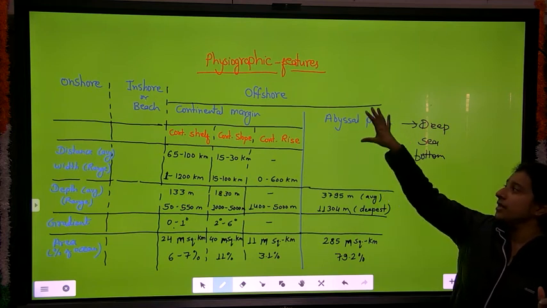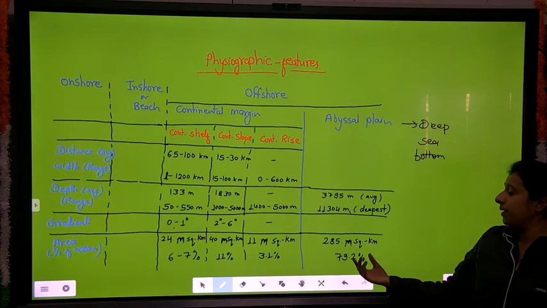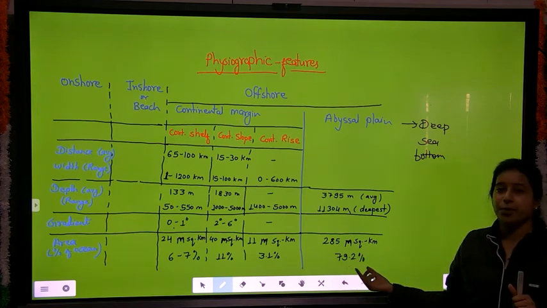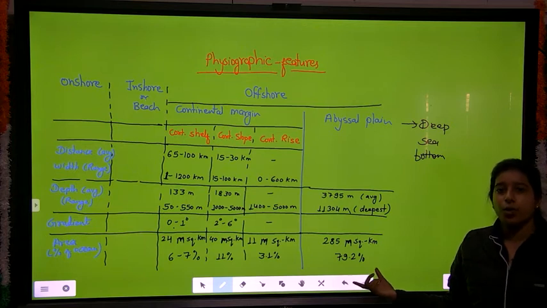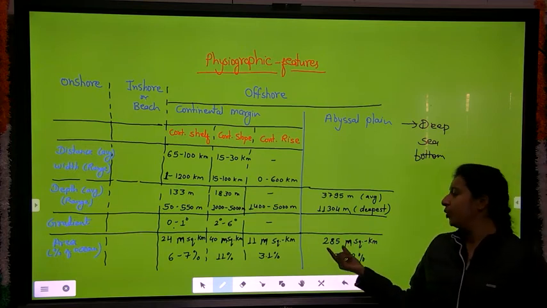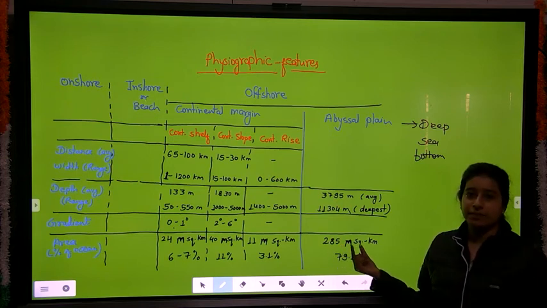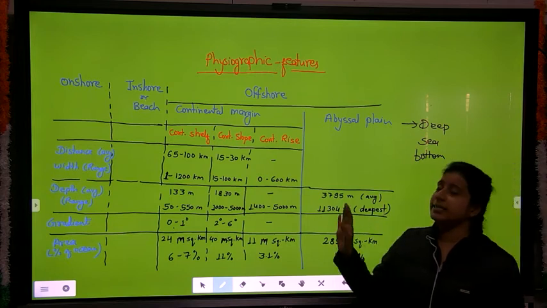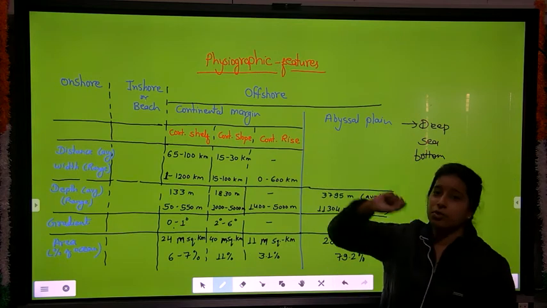Okay, so the area covered by the abyssal plain is about 79.2% of the whole ocean or sea. Okay, and in numbers it is about 285 million square kilometers. Okay, so till here we have talked about these being basically physiographic features of the earth.